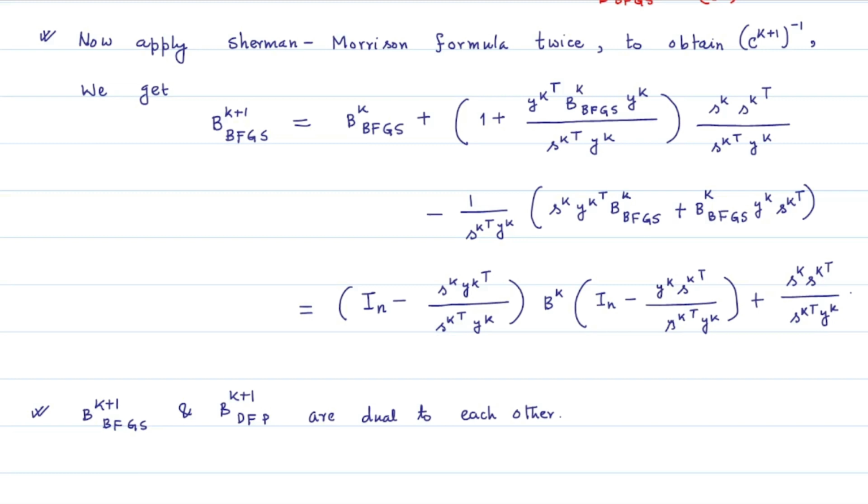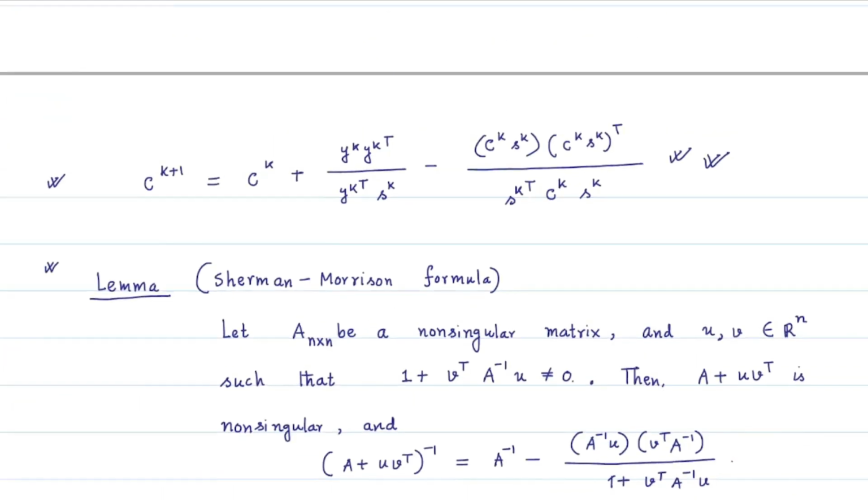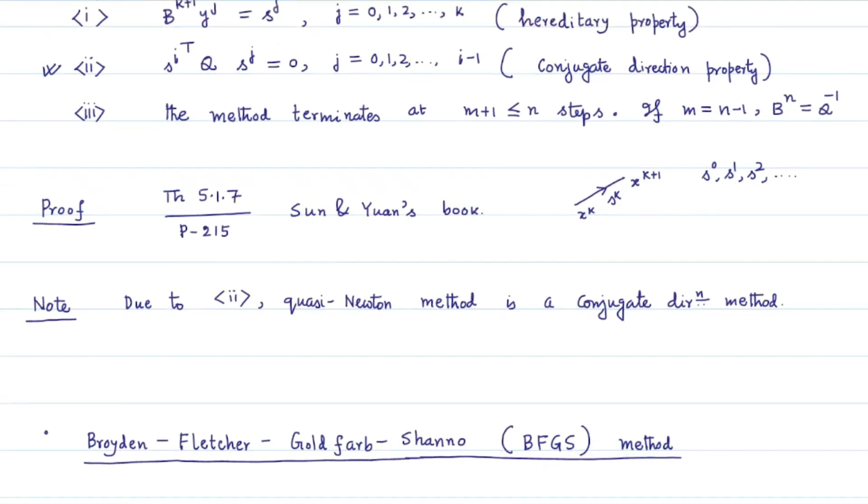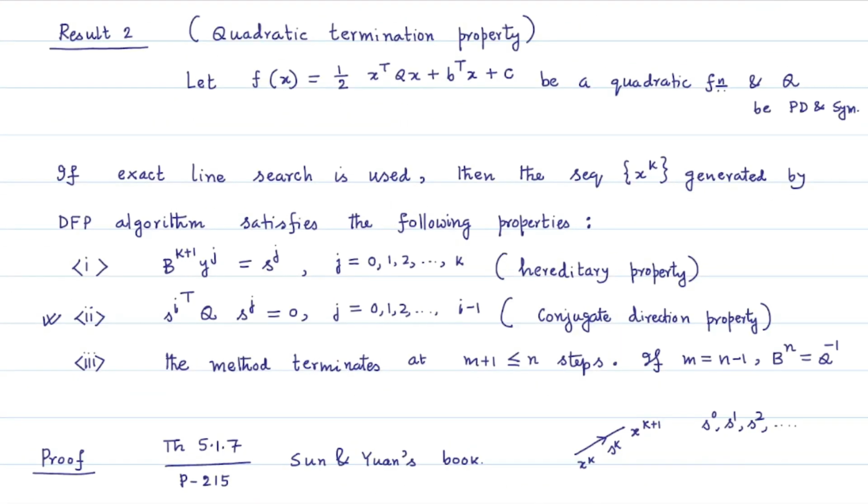Now here, similar to the positive definiteness of this Bk plus 1 DFP, we also have the positive definiteness of the BFGS update provided the curvature condition yk transpose sk greater than 0 is satisfied. Similarly, the quadratic termination property with this Bk plus 1 BFGS is similar to that of Bk plus 1 DFP. That is the result 1 and result 2 that I have written over here. This result 2, the quadratic termination property, is also valid for the BFGS update or BFGS algorithm.